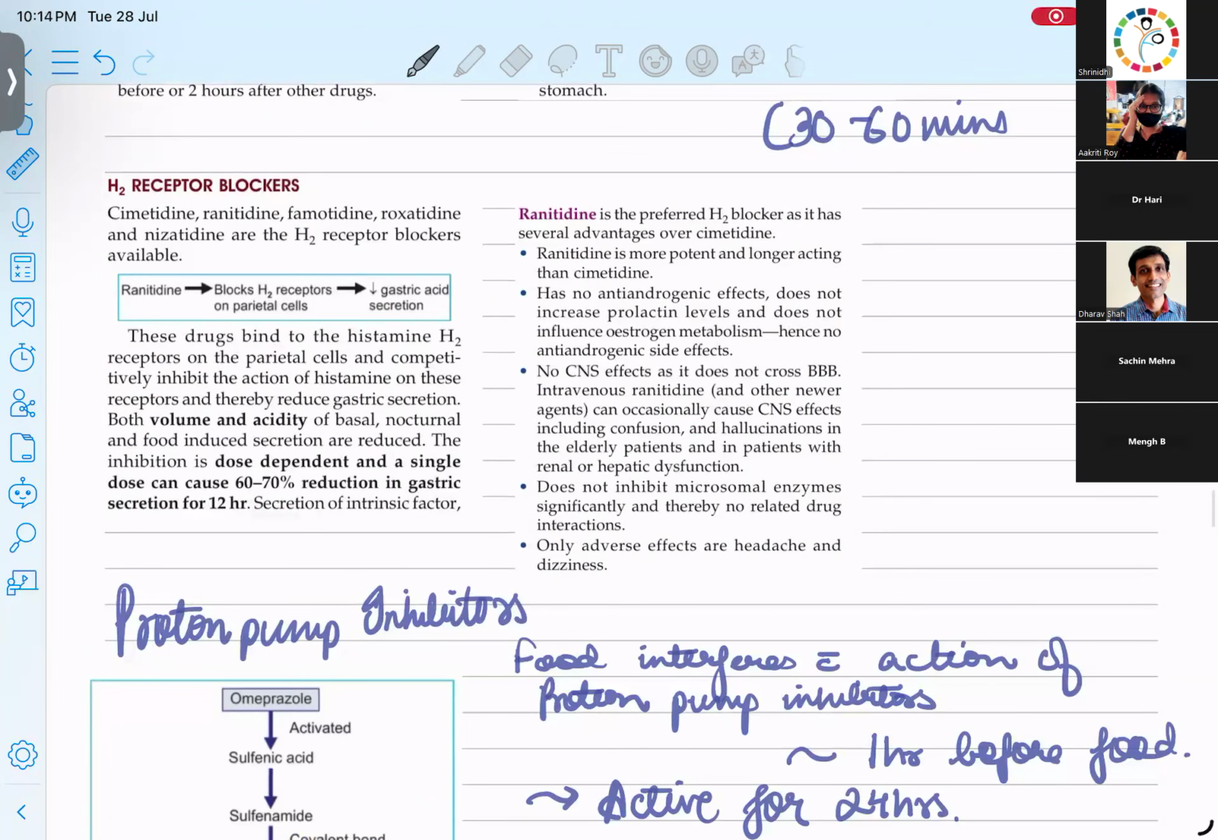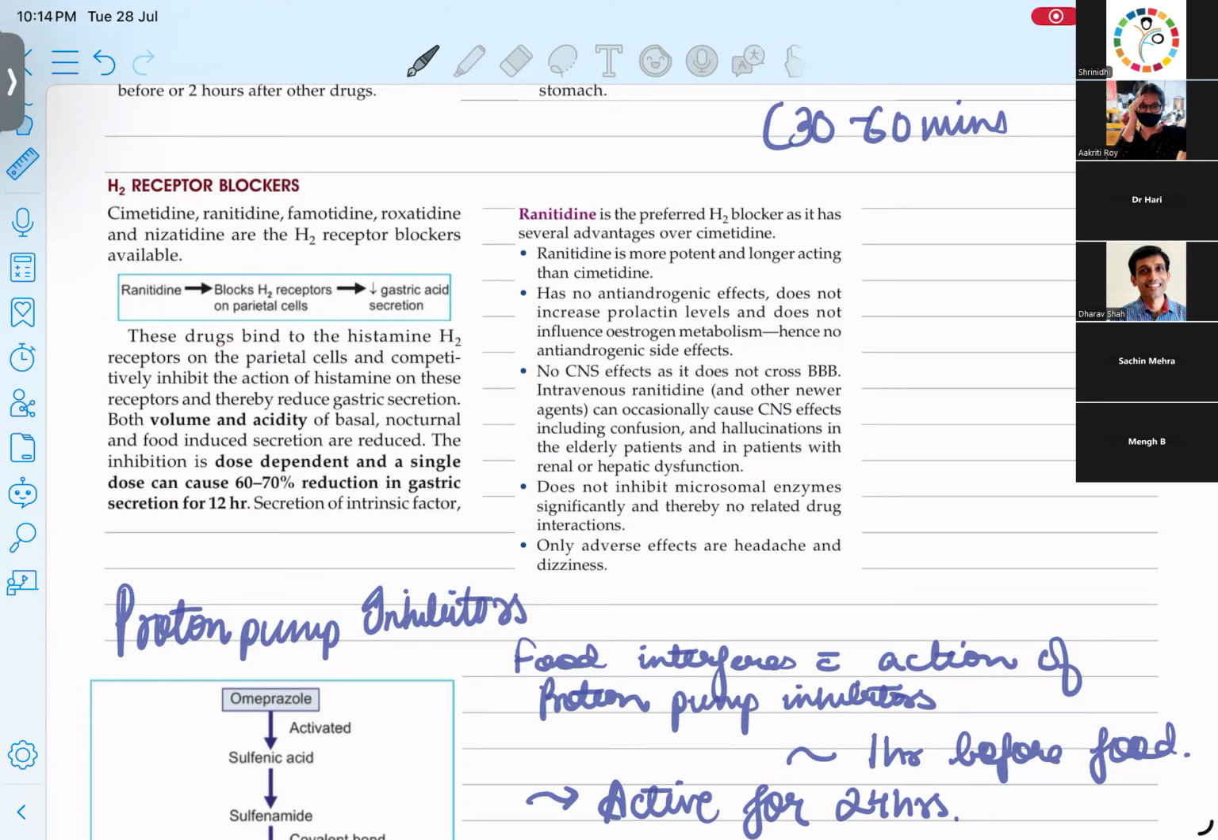H2 receptor blockers such as cimetidine, ranitidine, famotidine work by blocking the H2 receptors on parietal cells, which we saw above. If you remember, the ECL cells release histamine, and it binds to the H2 receptors. So there is decreased acid secretion, and both volume and acidity of basal, nocturnal, and food-induced secretion are reduced. The inhibition is dose dependent, and a single dose can cause 60 to 70% reduction in gastric secretion for 12 hours.